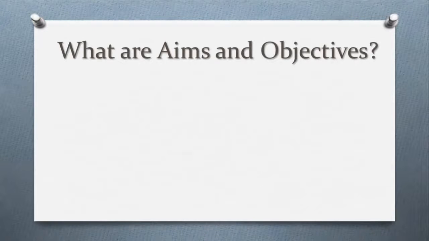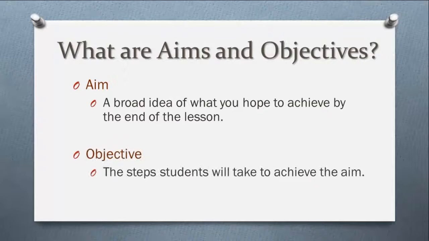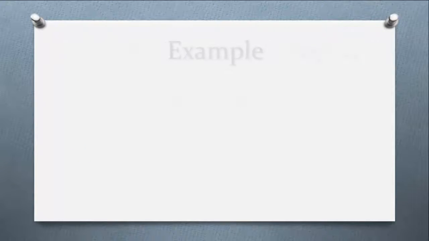So what are aims and objectives? Well, an aim is a broad idea of what you hope to achieve by the end of the lesson, and the objectives are the steps students will take to achieve the aim. One of the most important things about writing objectives is that they must be measurable. We will be looking at this later. So let's have a look at an example.